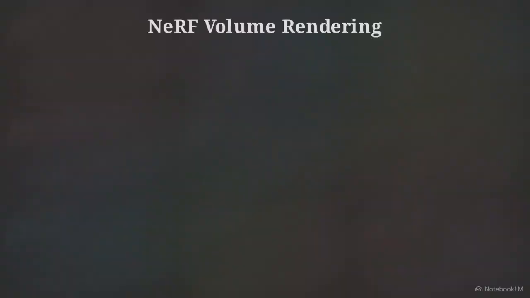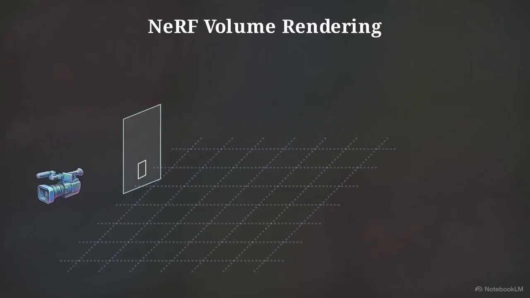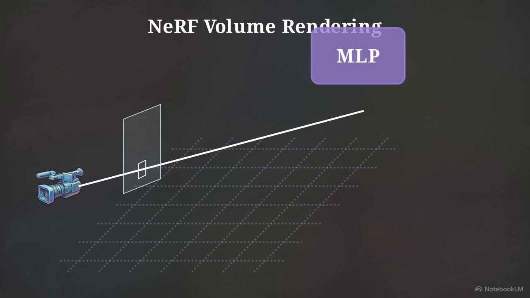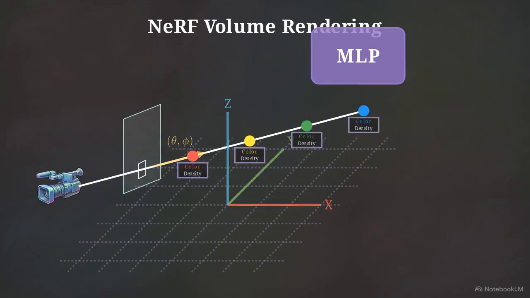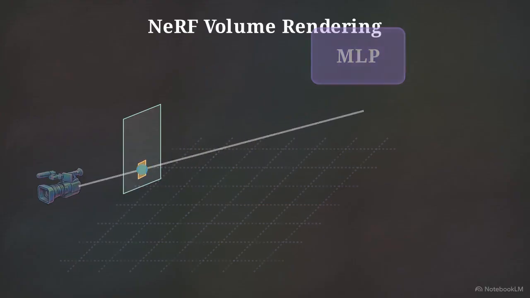The process relies on ray marching, casting a virtual ray from a camera position through a 3D coordinate space. A continuous multi-layer perceptron acts as the function for this space. It takes 5D coordinates, your XYZ spatial location, plus your viewing direction, as the input. As the ray marches forward, the algorithm queries every point along the line for its specific color and volume density. It accumulates these values to calculate the final color of a single 2D pixel.